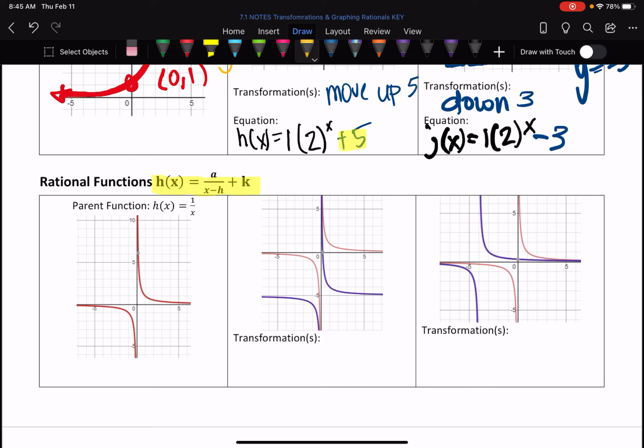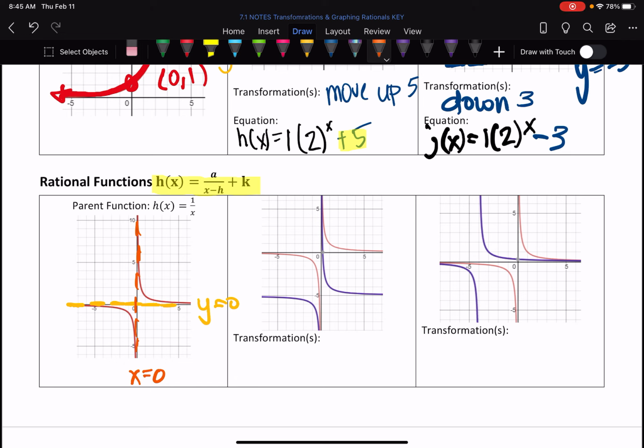With a rational function, I actually have 2 asymptotes. I have this one right here that is at y equals 0. So that's my horizontal asymptote. And then now we have a second asymptote that is vertical, that is x equals 0. So we're going to start looking for these.